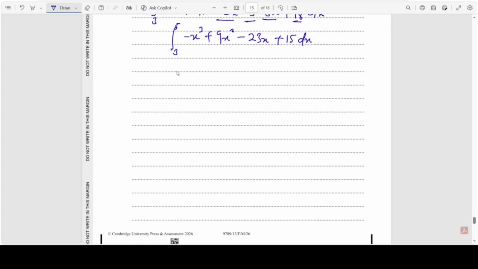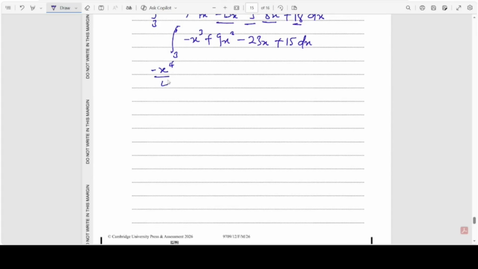So let's go. You add 1 to the exponent and then divide by the new exponent. So the first term is going to be negative x to the power 4 divided by 4. Next is going to be plus 9x cubed divided by 3. So 9 divided by 3 is going to be 3. So I'm going to skip that step and write 3x cubed. Then next is negative 23x squared over 2. And the last term is 15x.